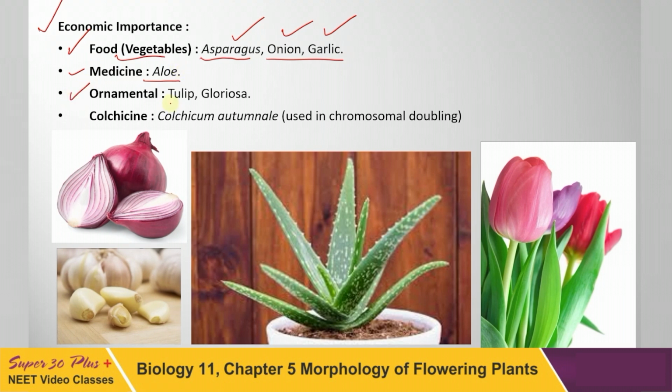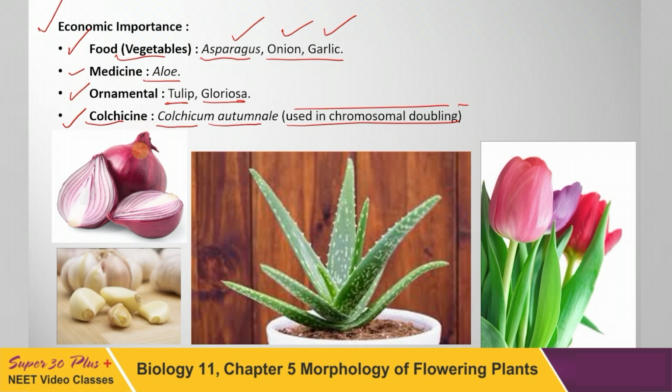Ornamental plants: one is tulip, one is gloriosa. These are raised because the flowers are very beautiful. Colchicine is an alkaloid. It is obtained from the plant Colchicum autumnale, and this is used for chromosomal doubling, because colchicine is used in plant breeding experiments, and the number of chromosomes will be doubled by use of this colchicine. Now I see beautiful flowers.